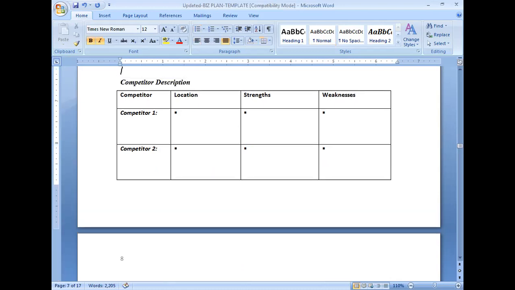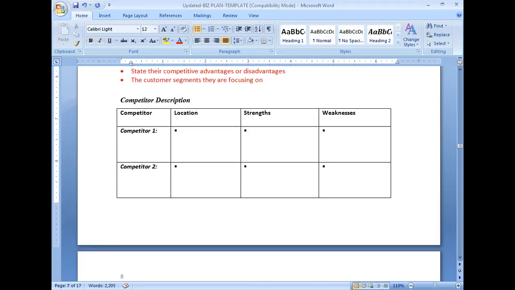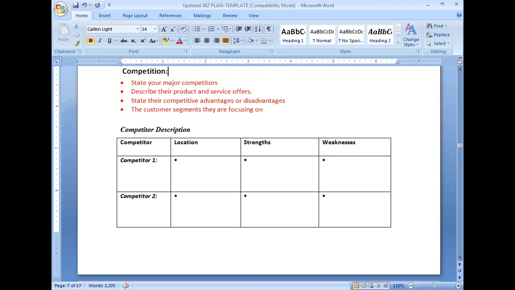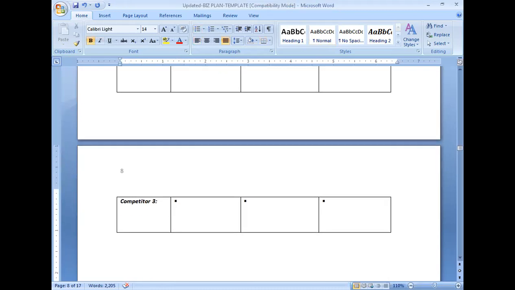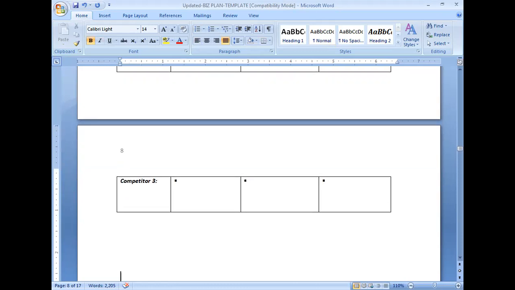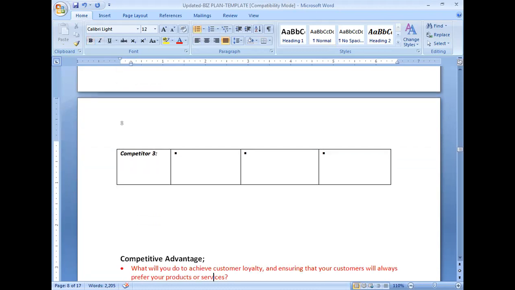Then the next is competitor. Who are your competitors? So you need to identify at least 3 competitors. Okay, so you list their name, their location. So you need to know their strengths and their weaknesses. So this will show proof that you have done enough research. You have deep knowledge about the industry, the market, and the competition.